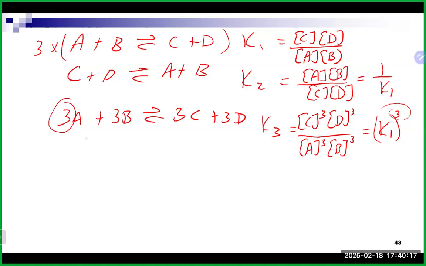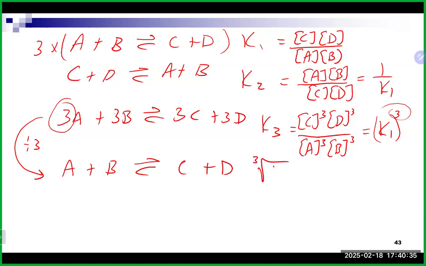Obviously, if we were going in the opposite direction, we wanted the original equation back, and we decided to divide this whole equation by 3, we would end up with A plus B goes back to C plus D. And when we would do that, we would actually take, in this case, the cube root of K3. Again, we divided by 3, we take the root of it.